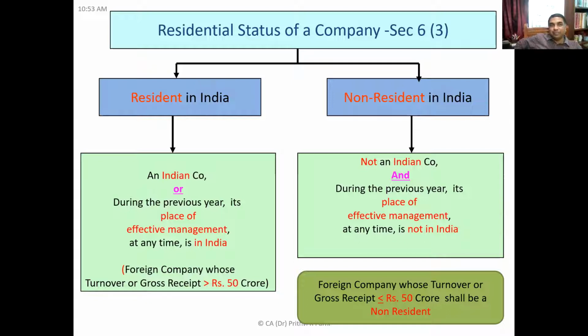Since Indian companies are always resident, coming to non-resident, first of all you have to see this is definitely a non-Indian company. In addition, you have to see that the place of effective management at any time is not in India. During the previous year, never has the place of effective management happened to be in India. Plus, you have to remember one additional condition: if the foreign company is a small company, that means gross turnover and gross receipt is less than 50 crore, it will be treated as non-resident.